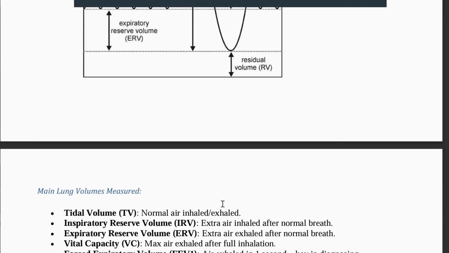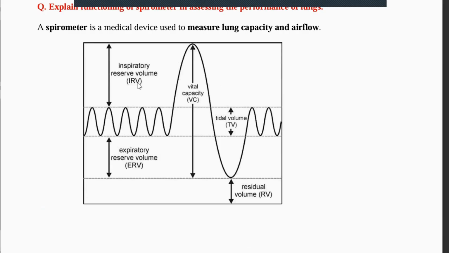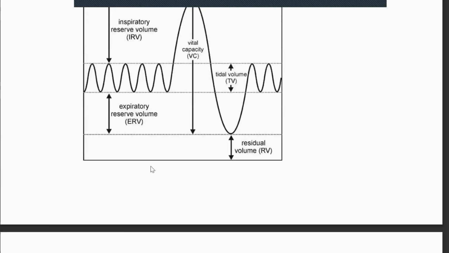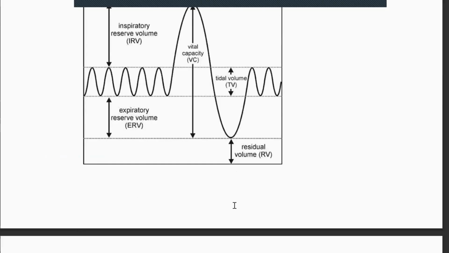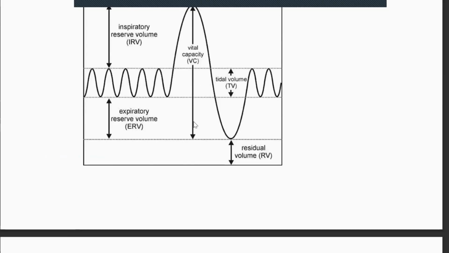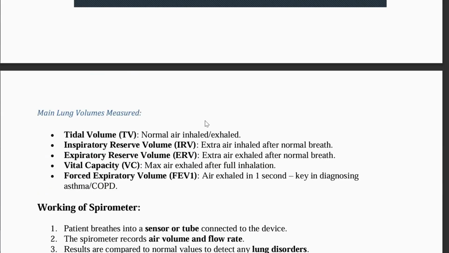Inspiratory reserve volume, IRV, is the extra air inhaled during a normal breath. This one. Similarly, expiratory reserve volume is the extra air expelled after normal breathing. Next comes the vital capacity. Here, the maximum air is exhaled after full inhalation, or the maximum air inhaled after full exhalation. Next comes forced expiratory volume. Here, it is the air exhaled in 1 second.